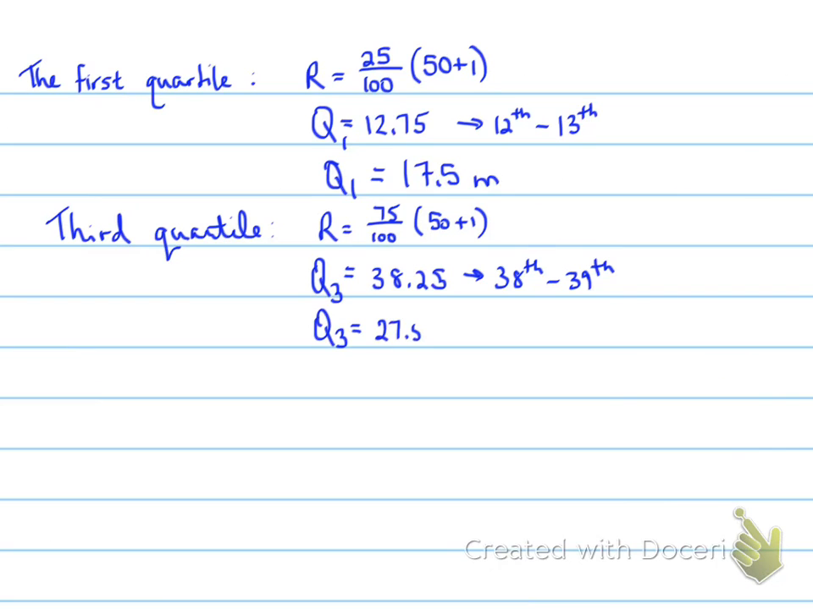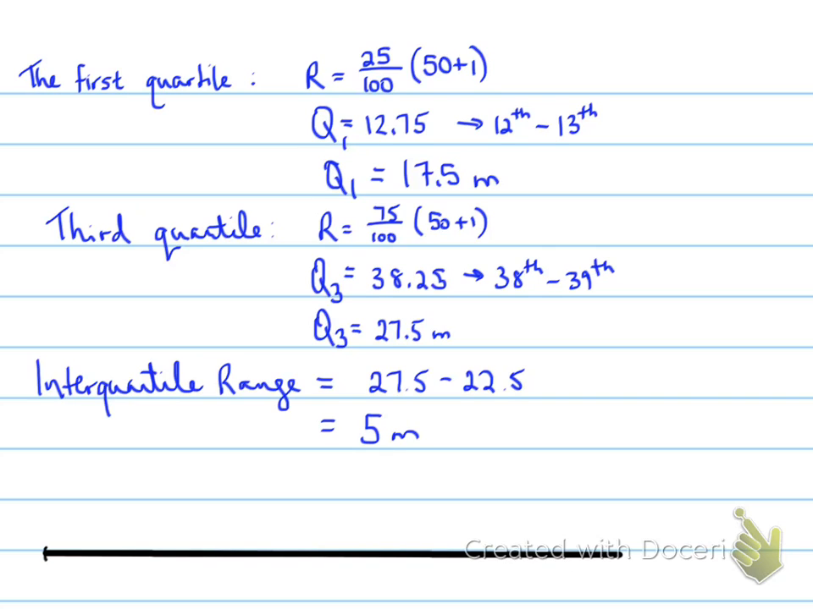38 to 39 is about 27.5 meters. So that's our third quartile. Our interquartile range goes from Q3 minus Q1, that's the range between the third quartile and the first quartile, which turns out to be 10 meters. That is the interquartile range.